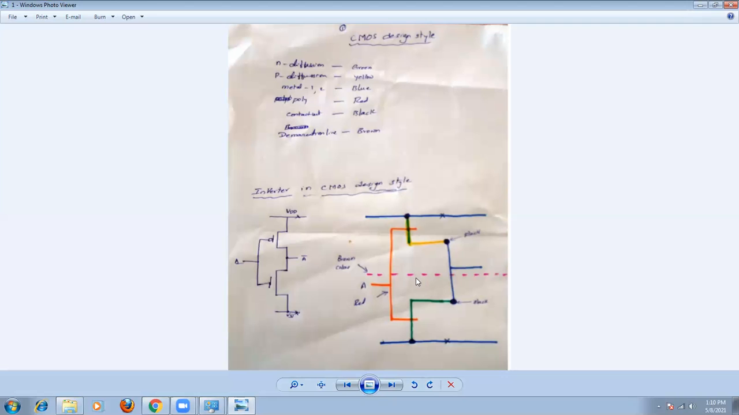Remember that point. Now all the N channel transistors are located below the demarcation line, and all the P channel transistors are above the demarcation line. In other words, all the P channel transistors are located between VDD and the demarcation line. Again, all the N channel transistors are located between the demarcation line and the VSS line. This is the VSS in CMOS design style, the negative supply. These are signal lines; these are the power rails.